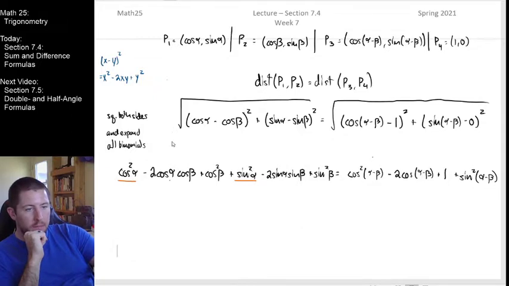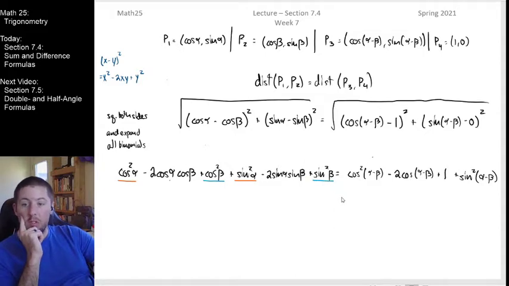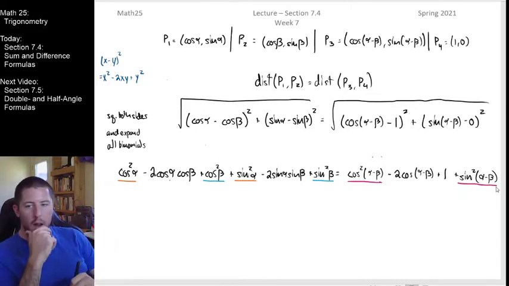I'm also seeing a cosine squared beta and a sine squared beta. Those are just going to join up to be 1. Both positive, both sine and cosine squared, both at the same angle. I'm looking out here, and I'm seeing a cosine squared alpha minus beta, a sine squared alpha minus beta. Those are just going to join up to just be 1. That's really, really nice. Like 6 of our terms just turned into 3 1s. It's not going to get much nicer than that.